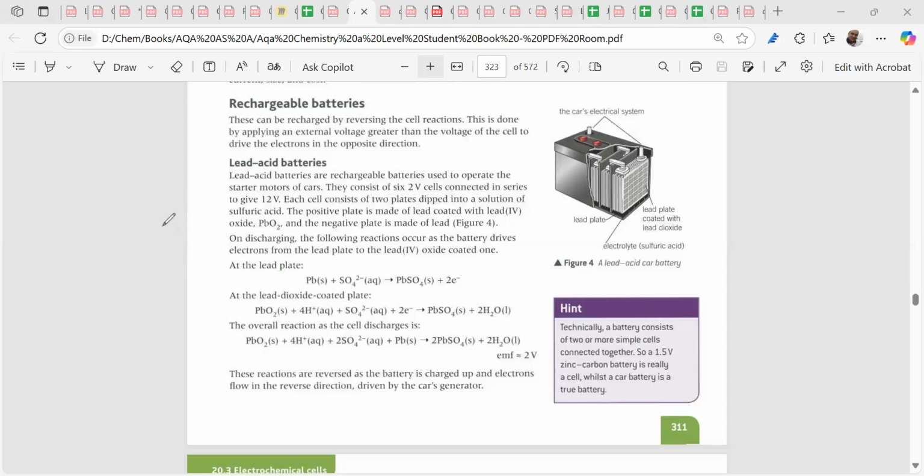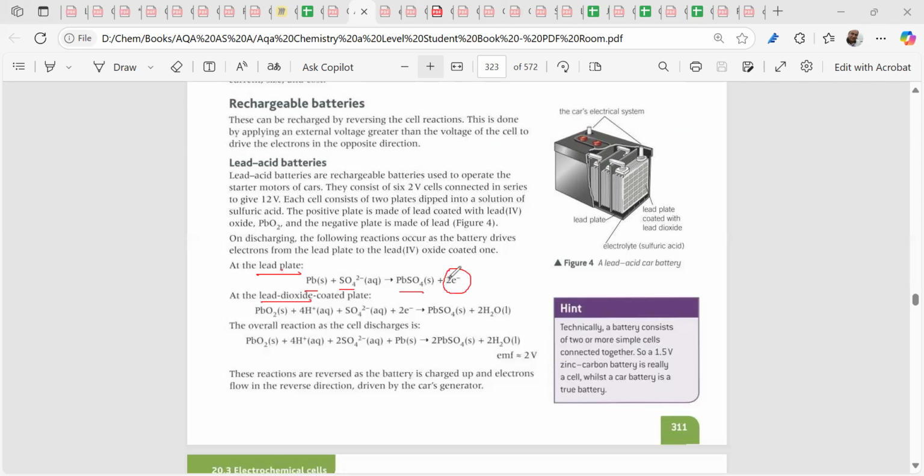Just note down: in batteries, it's always better to write positive electrode and negative electrode. At the positive electrode, we take a lead plate coated with lead dioxide, and we are taking H2SO4 as an electrolyte. So Pb plus SO4 2- gives you PbSO4 plus 2e.